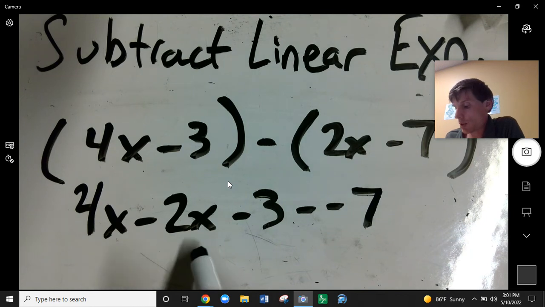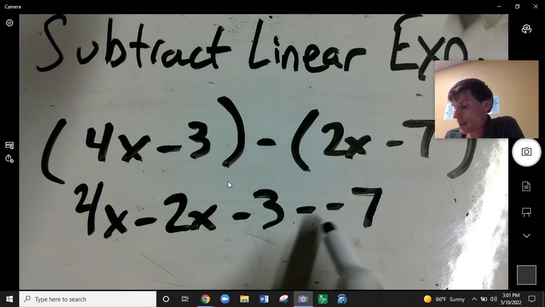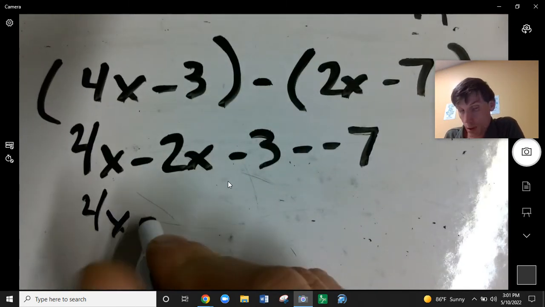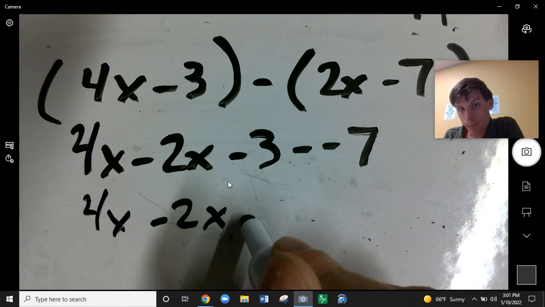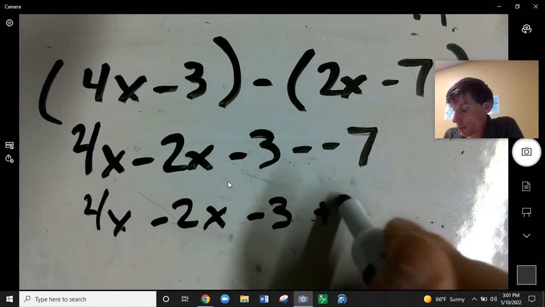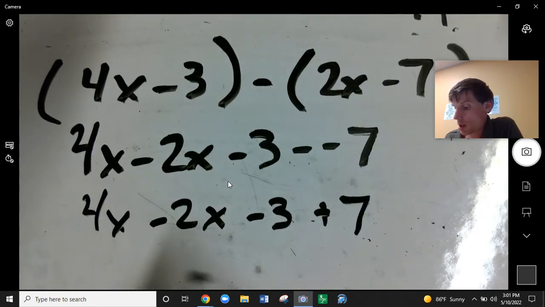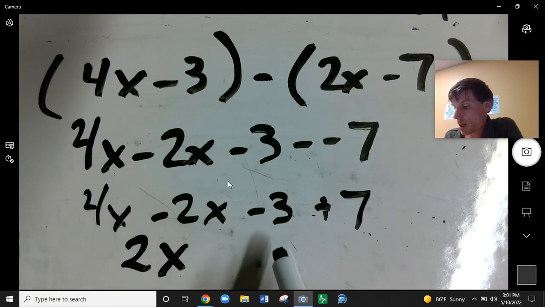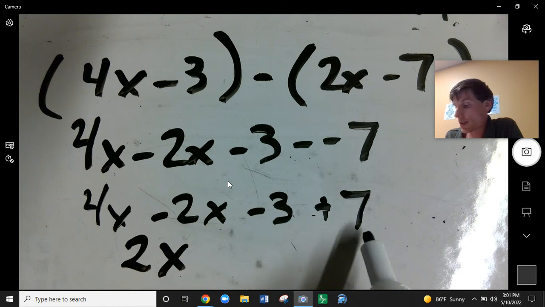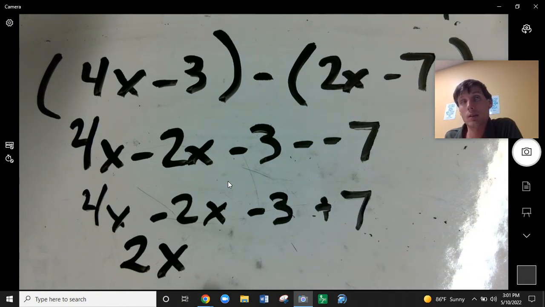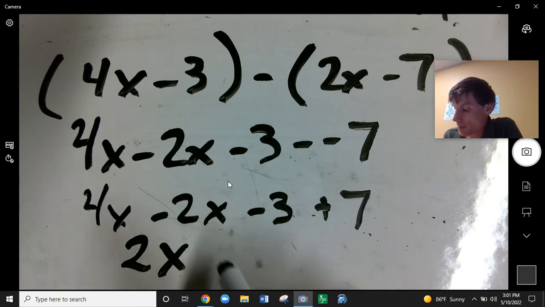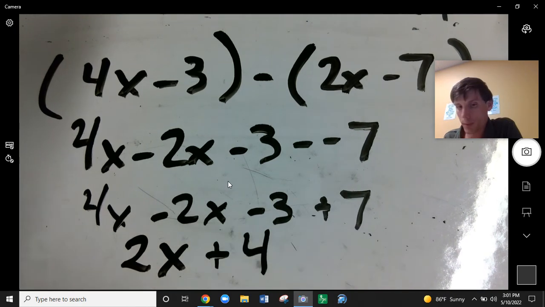So we have 4x minus 2x, and we have our negative 3 minus a negative 7. So I'll go ahead and rewrite that. 4x minus 2x minus 3 plus 7. Okay. So 4x minus 2x, we're left with 2x's. And then we have a minus 3 plus 7. Again, you think negatives, go positive, or really finding the difference of those two numbers. It's going to end up as a positive because the larger number is positive, 2x plus 4.